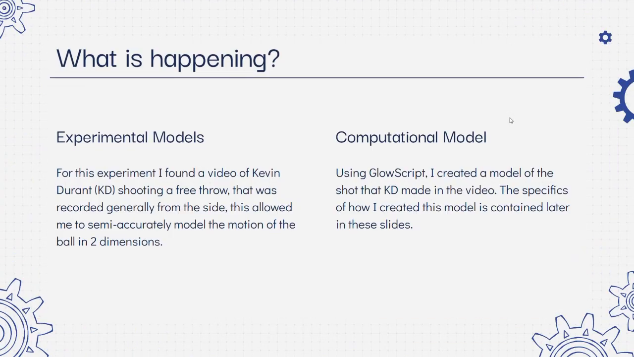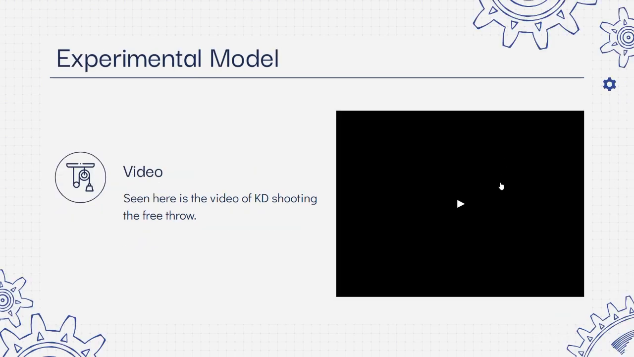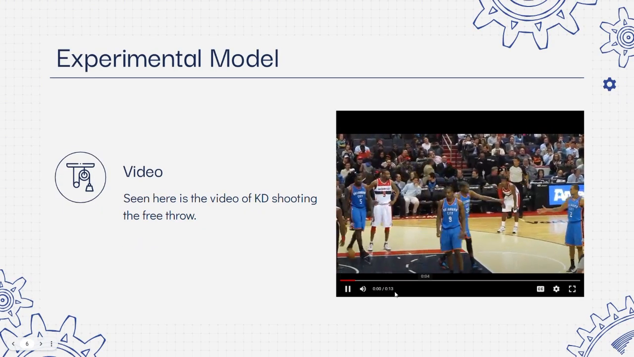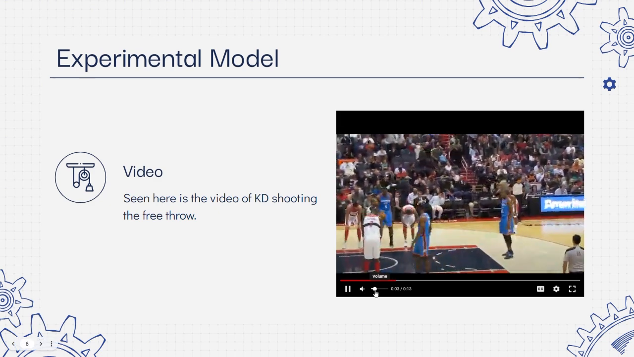So my models, I had an experimental model, a video I found on YouTube of Kevin Durant shooting a free throw, which was recorded from the side, to create a semi-accurate model of the motion of the ball in 2 dimensions. Then I created a computational model using GlowScript. This was just based off of the initial conditions that I recorded in the video from Kevin Durant and from the tracker model. Speaking of the tracker model, here's the video.